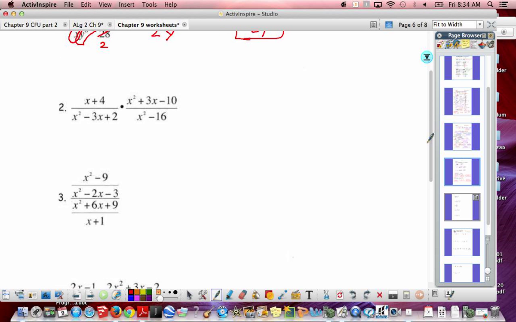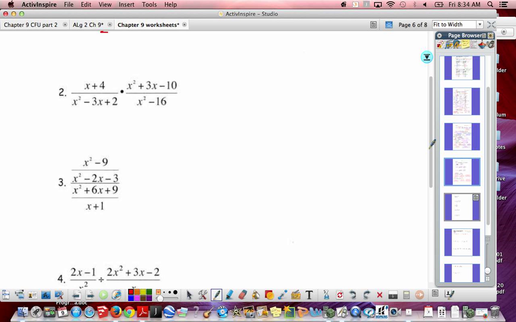Now on number 2, we get a little bit more complicated multiplication. But all you have to do on all these is factor and then start canceling out the common factors. A lot of times the hints might help you out, or some of the hints that I give you. So when I see x plus 4, I'm guessing one of these has an x plus 4. Not always, but it can be helpful that way. So I'm going to start factoring.